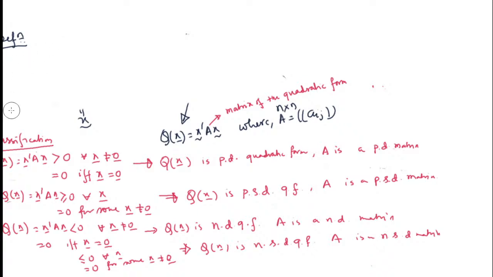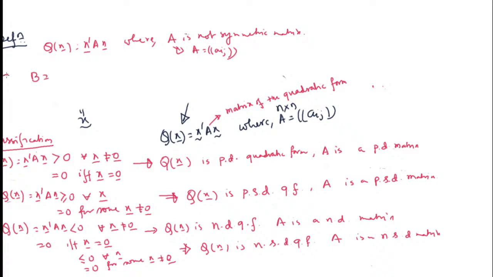One thing we know, we can always choose a matrix A as a symmetric matrix. I think you know the proof. The proof is very simple. Suppose your quadratic form Q(x) = x̃'Ax̃ where A is not a symmetric matrix, and its ijth element is aij.